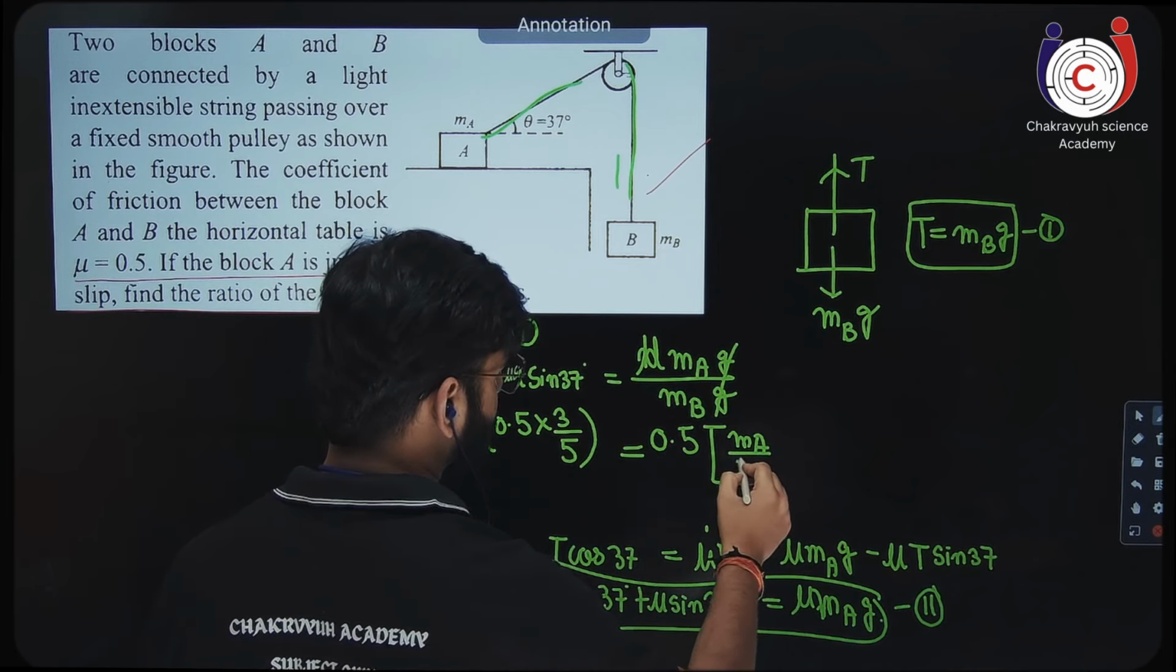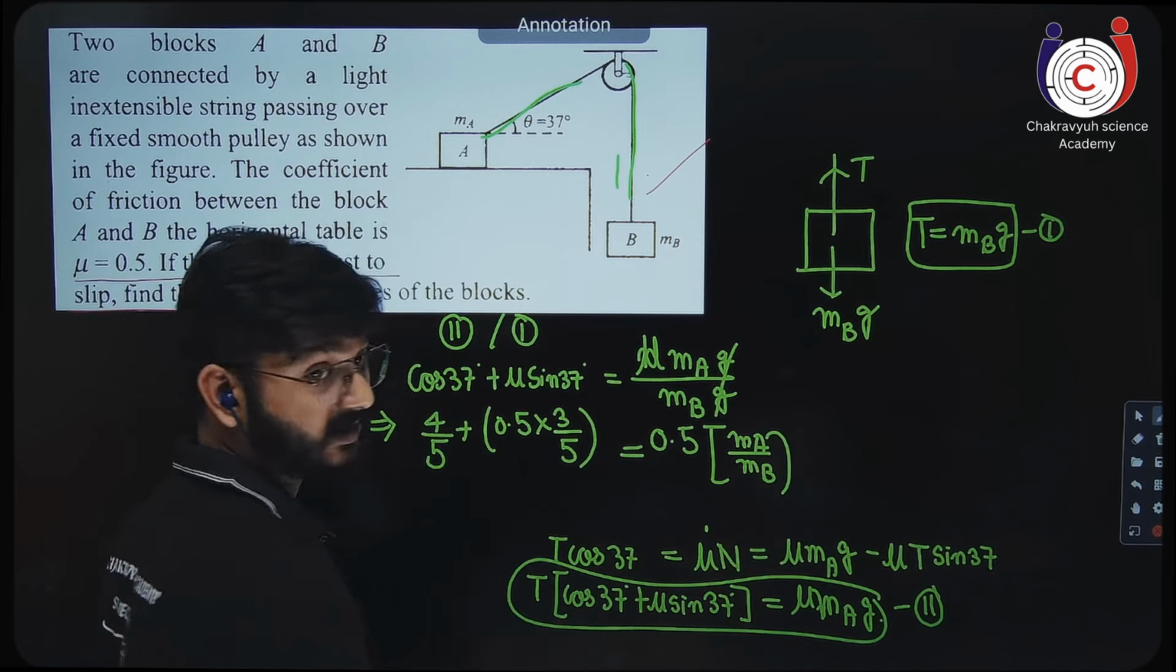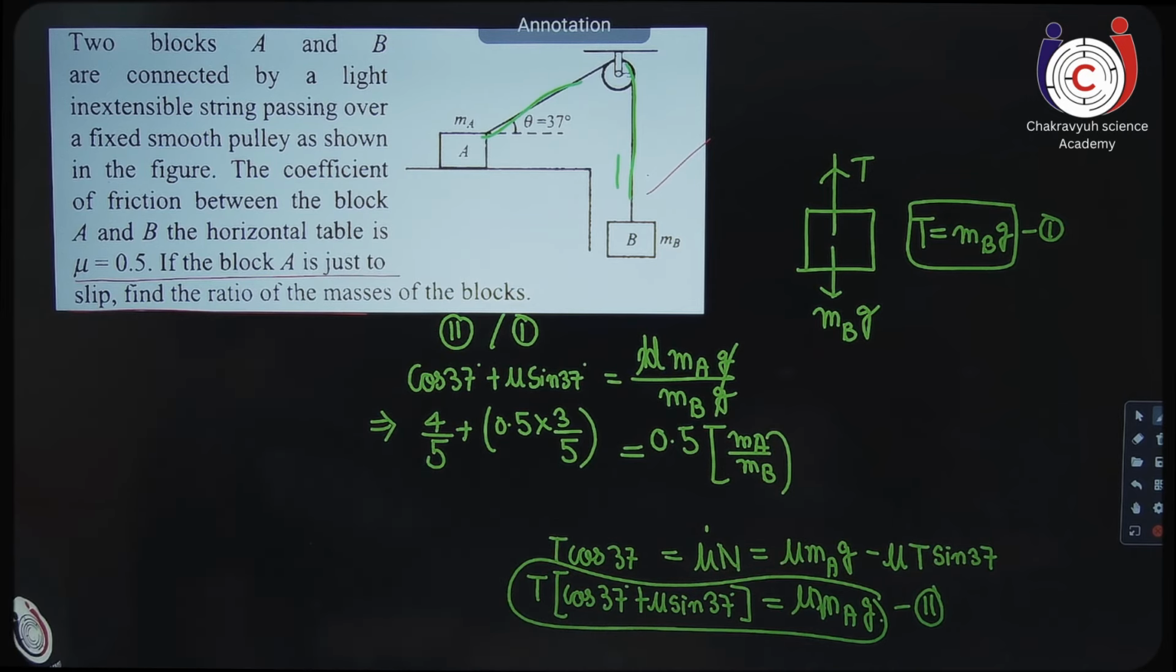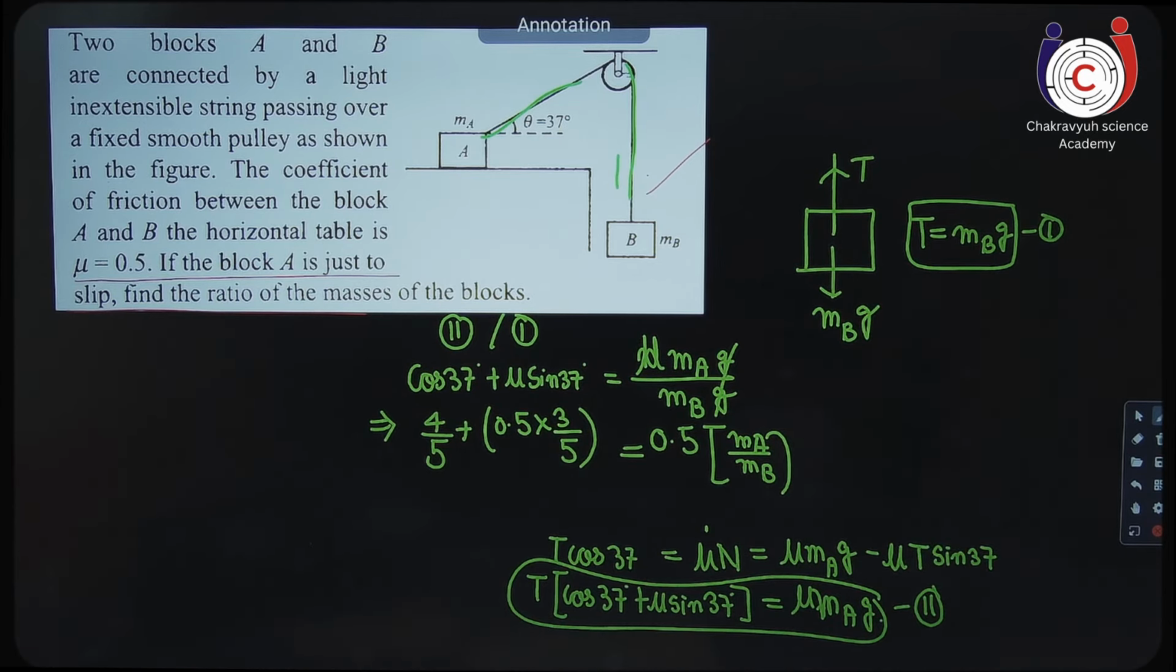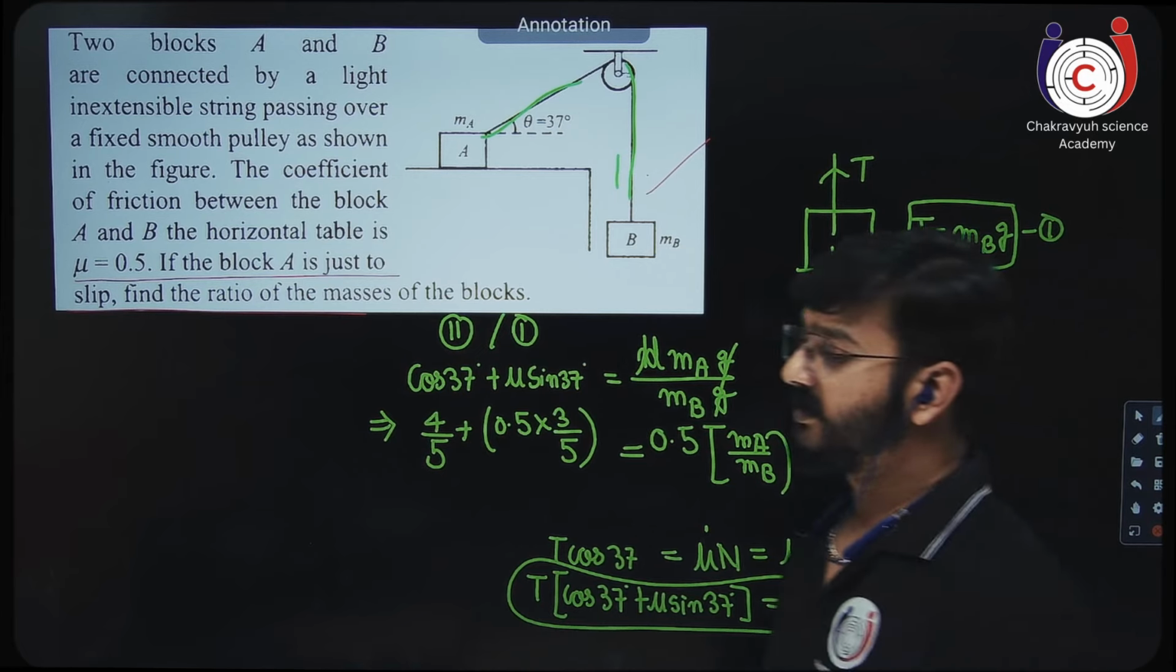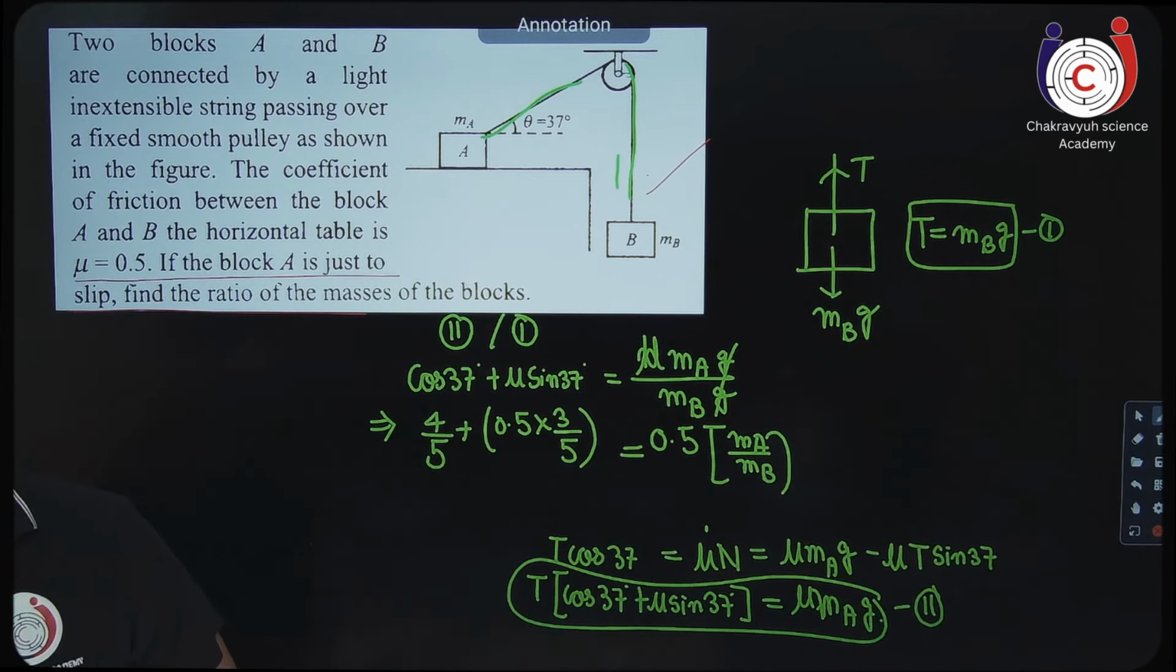Can you see that we have solved the question? That's what they have asked: MA by MB. We have finished. So solve it. Tell me the ratio. Very nice question, very beautiful problem. 11 is to 5. 11 is to 5. Correct.